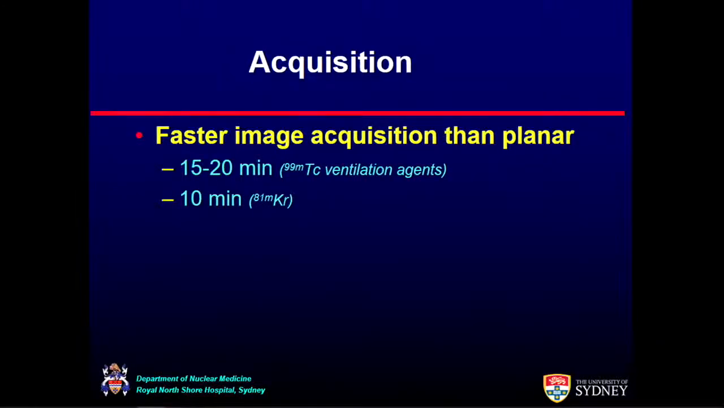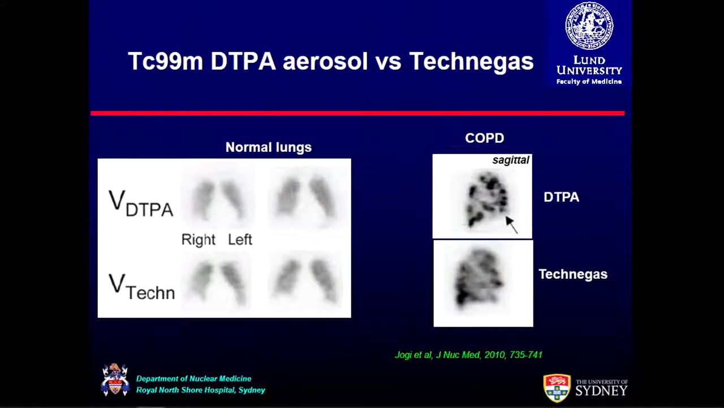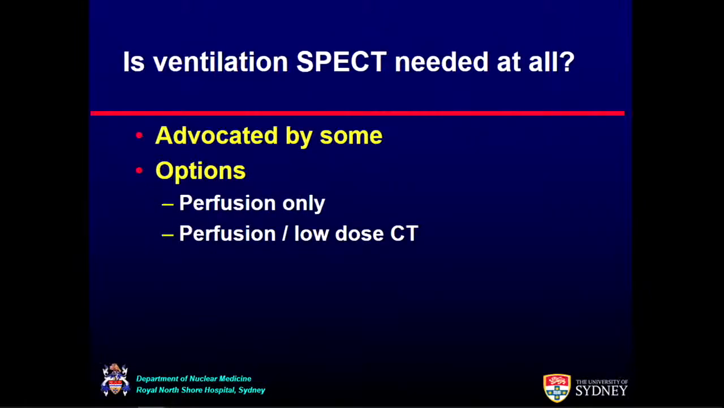And of course, if you're doing the technetium agents, you have to do them sequentially. So that'll take you about 15 to 20 minutes to do. If you're using Krypton, you can do it simultaneously, so that'll be a 10-minute scan. All right, so if you don't have Technogas, what about DTPA? Well, Marika's group have published on this. So again, the image quality is very similar in patients with fairly normal lungs. The problem is when you get to COPD, you get much more central clumping with DTPA than you do with Technogas, but the image quality is still satisfactory.